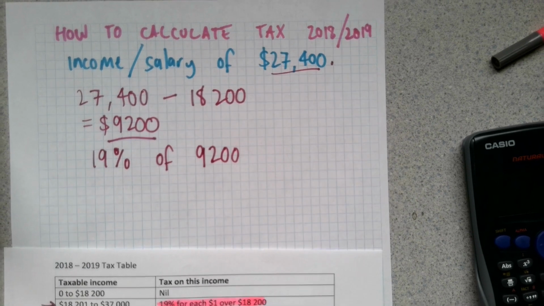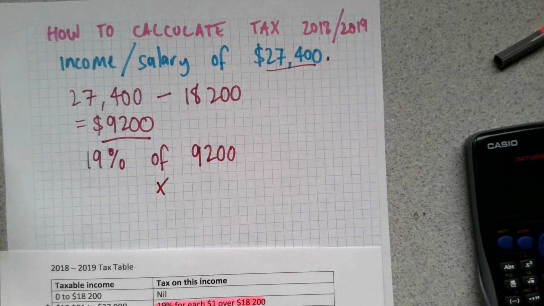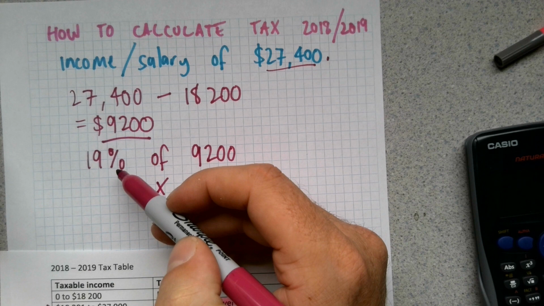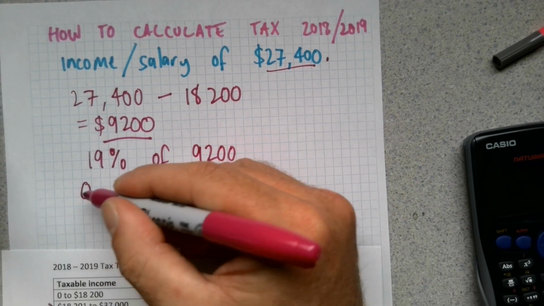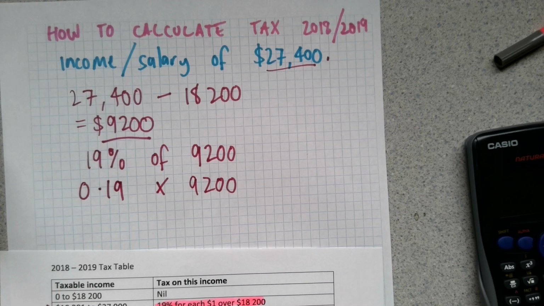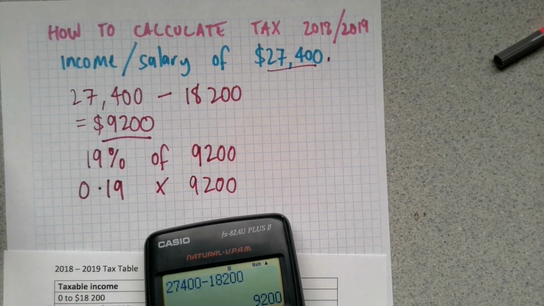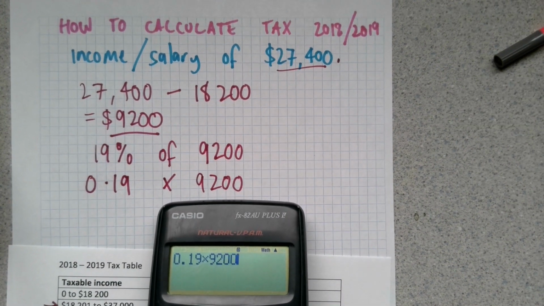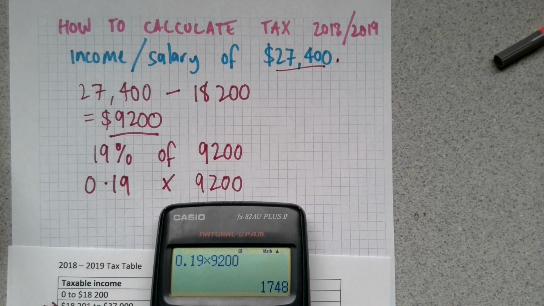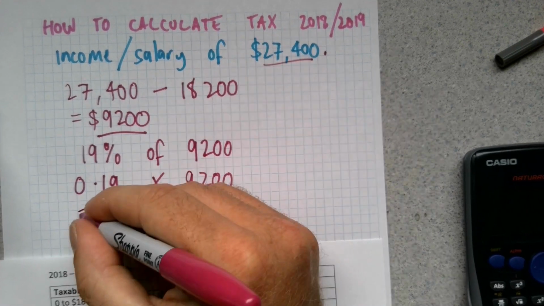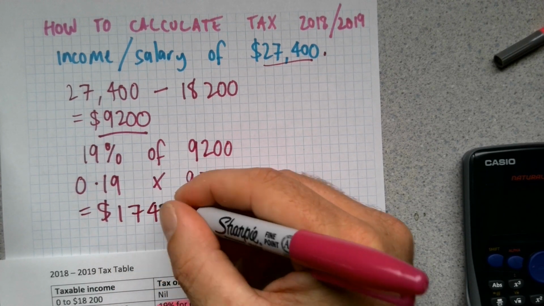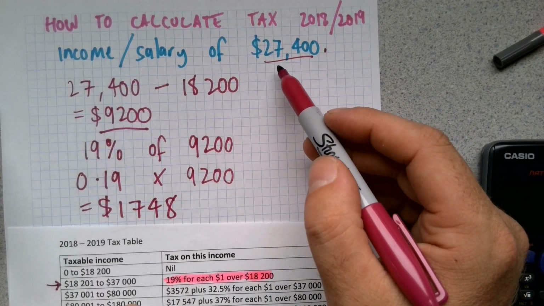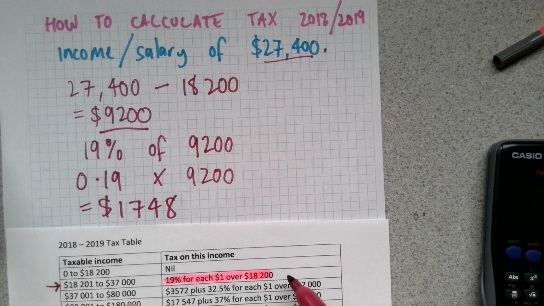We've covered this in class before. 19% of a number, 'of' means mathematically multiply, to determine the percentage of an amount. First we need to convert that percentage into a decimal. 19% as a decimal is 0.19. On our calculator, you just do 0.19 times 9,200, which gives you 1,748. And that's it. That's how much tax someone who earns $27,400 would pay based on this bracket.